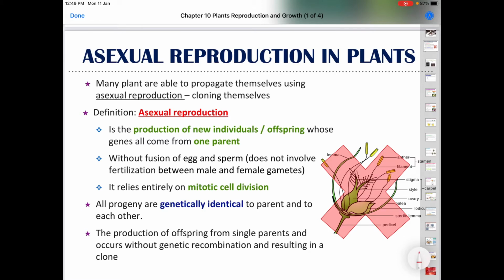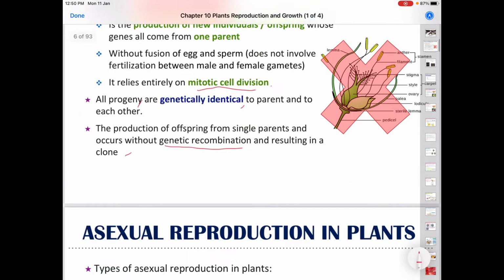so it does not involve any fertilization between the male and female gametes, and it relies entirely on mitotic cell division. All the offspring or progeny are genetically identical to the parent and to each other. So it's like a clone. Okay, so it is the production of offspring from a single parent and occurs without genetic recombination. Recombination means the combination of the male and female parent, okay, to produce the offspring. So there is no genetic recombination and they result in a clone. The offspring and the parent are similar or identical.